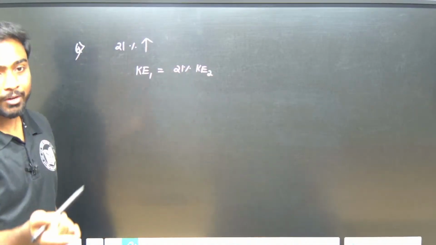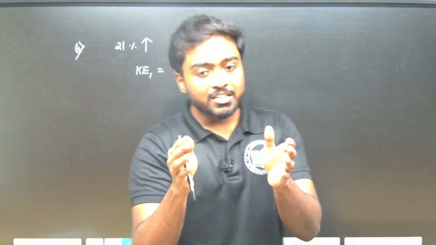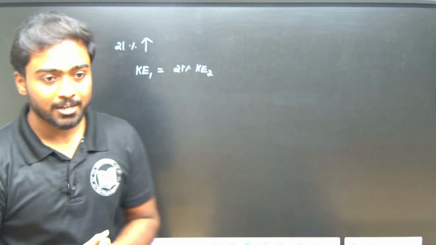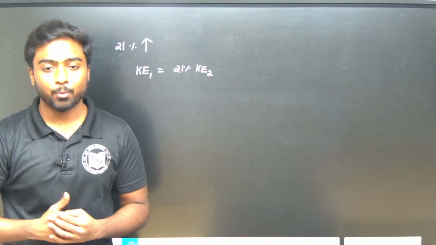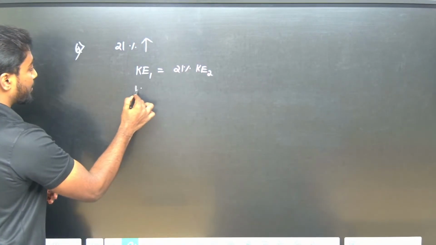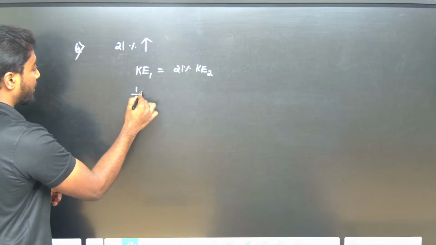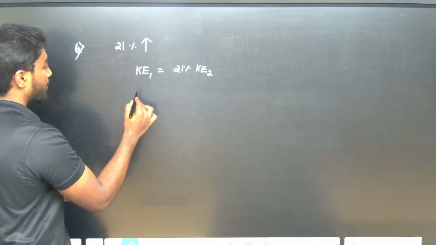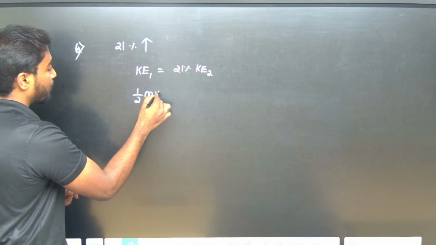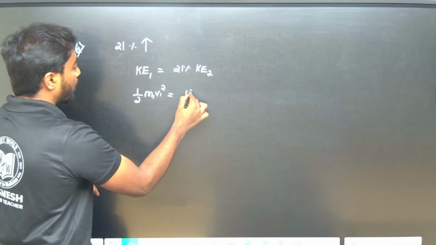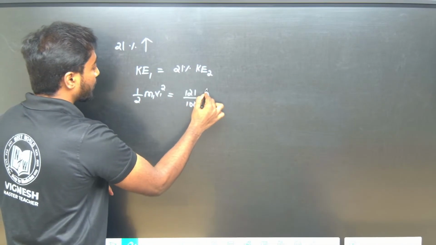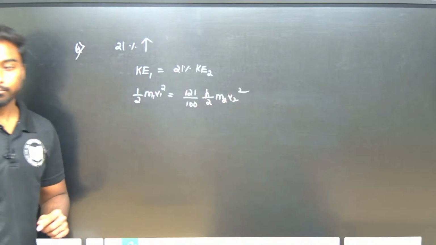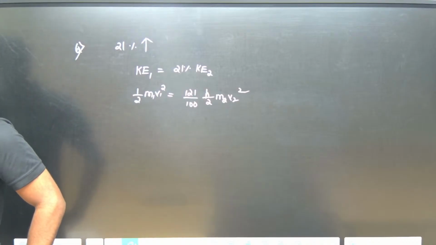It has increased 21%, which means initially we keep it as 100%, and now it is 121%, so 121 by 100. So the kinetic energy, 1 by 2 m1 v1 square, the mass will be the same, so let me write: 1 by 2 m1 v1 square will be equal to 121 by 100 times 1 by 2 m2 v2 square. Okay, this is the thing.